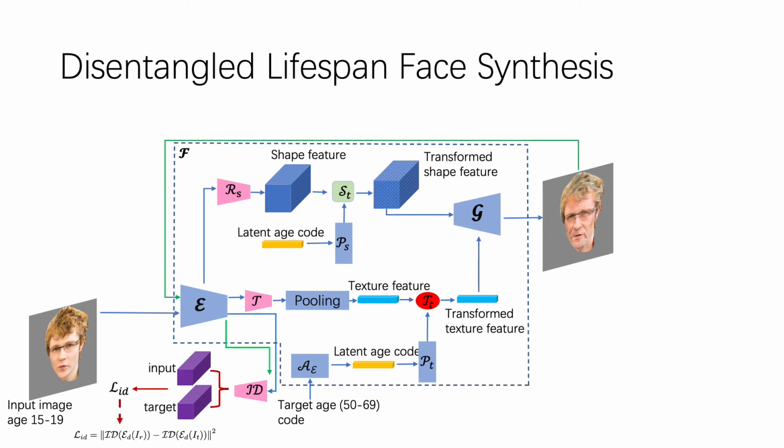To help the disentanglement of shape, texture, and identity, we exploit two properties in the lifespan face transformation. The first one is constant identity. We add one regularization between the reference face and the generated target face, such that for any given target age, the generated face should have the same identity as the reference face.